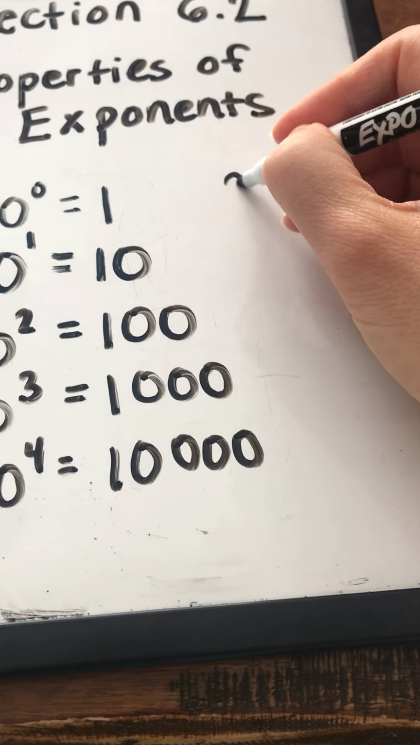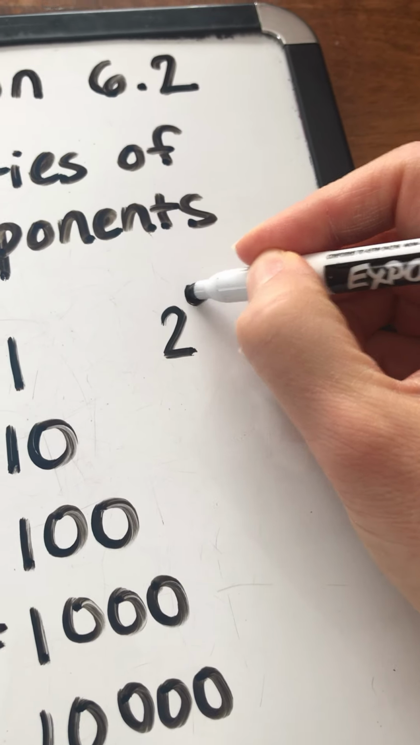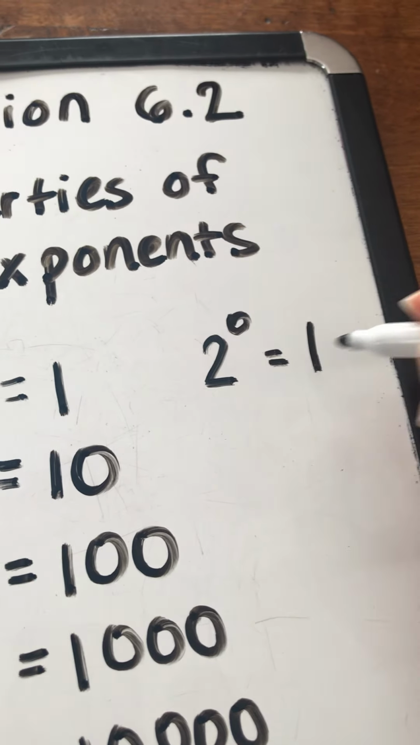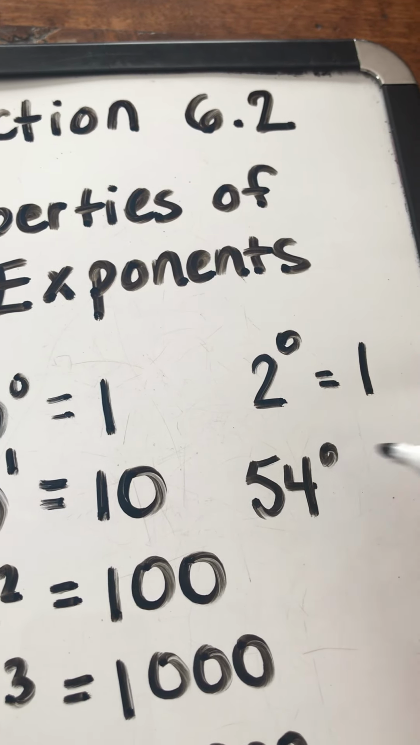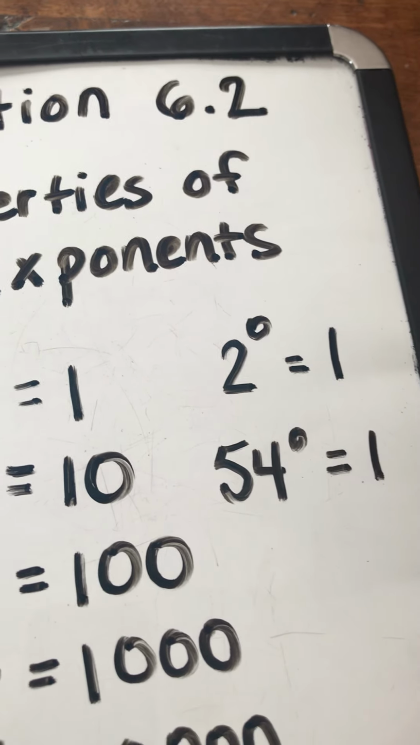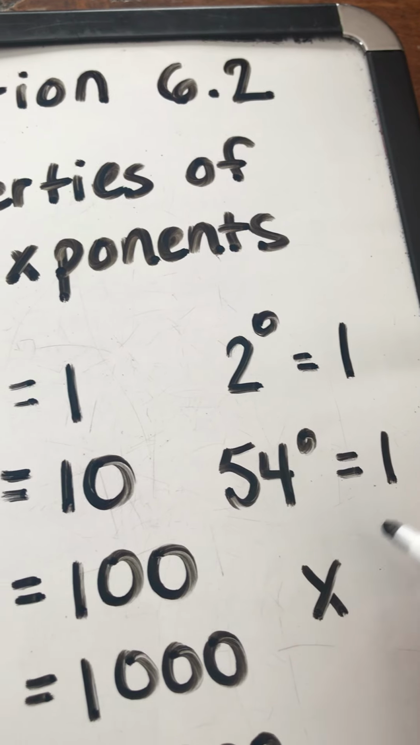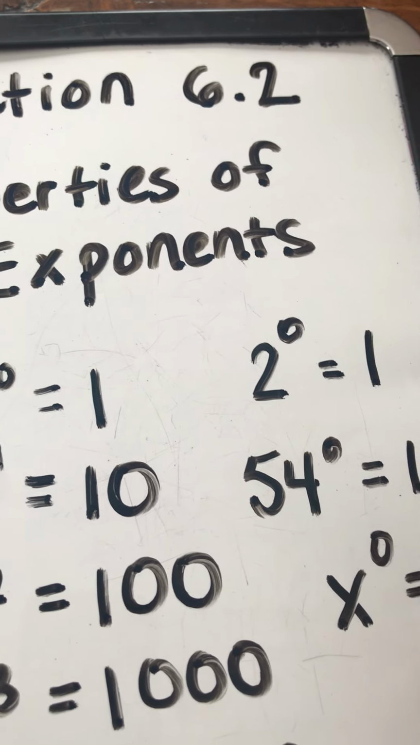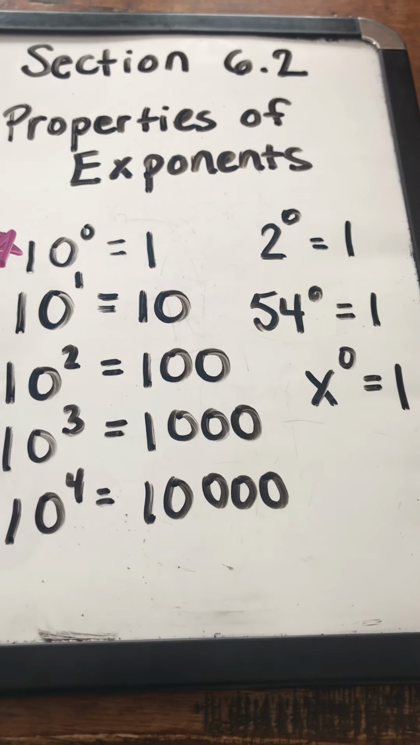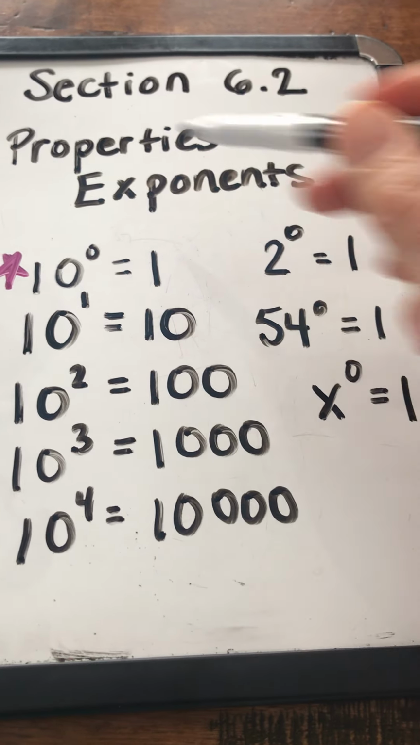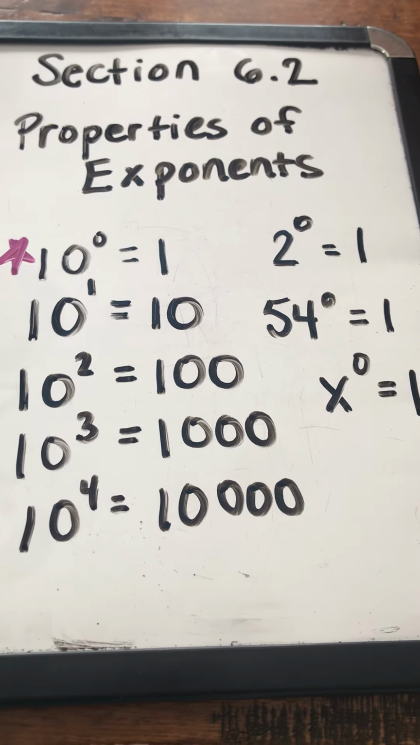So if we had 2 to the power of 0, that would equal 1. If I had 54 to the power of 0, that would also equal 1. If I had a variable to the 0 power, that would equal 1. Anything to a power of 0 is equal to 1. Why? Because of the base 10 system.